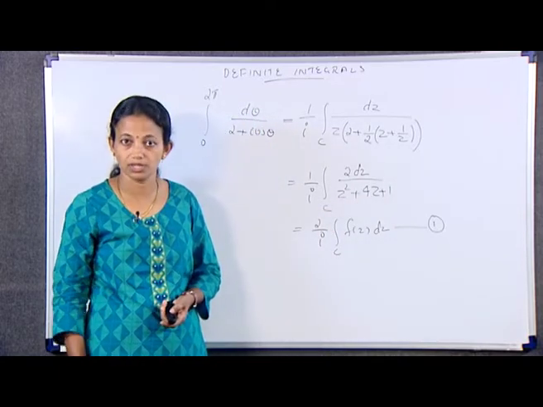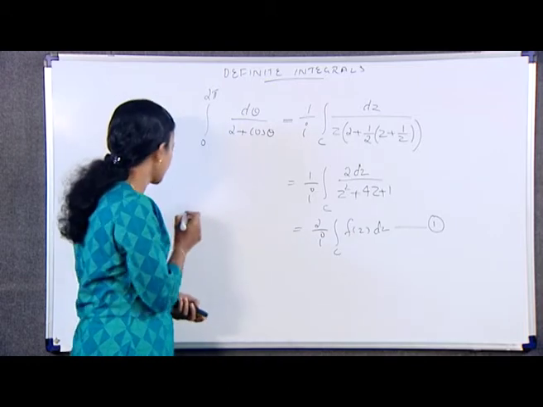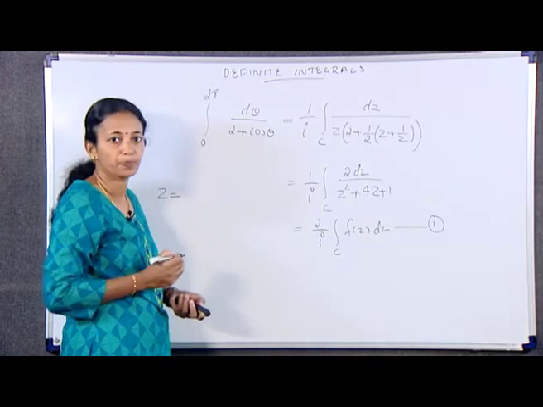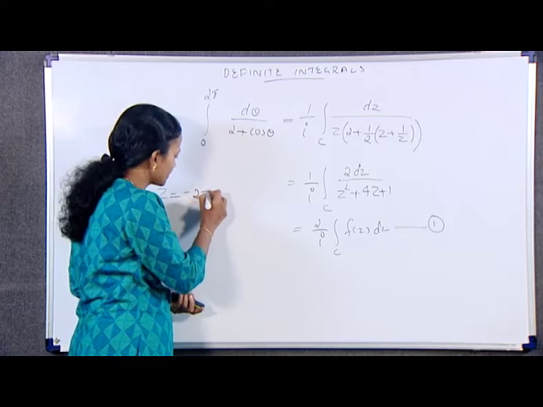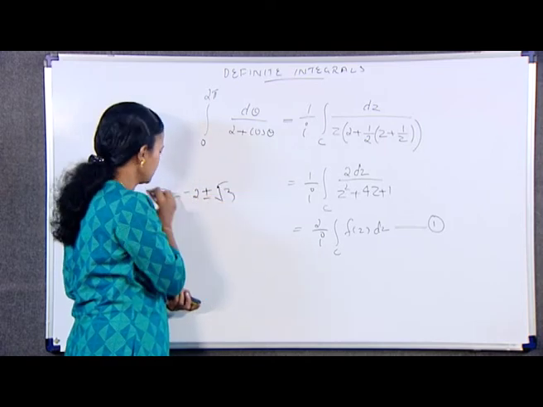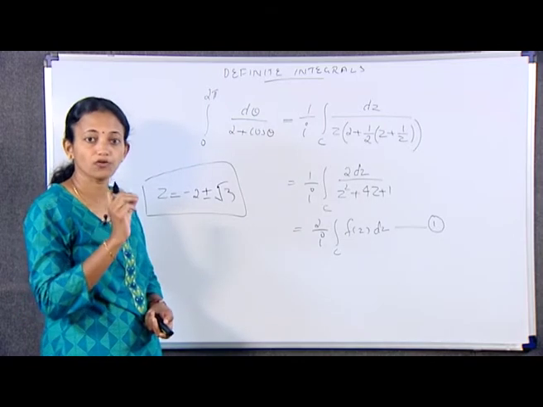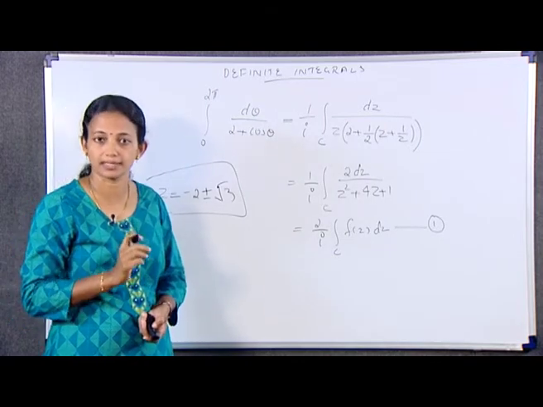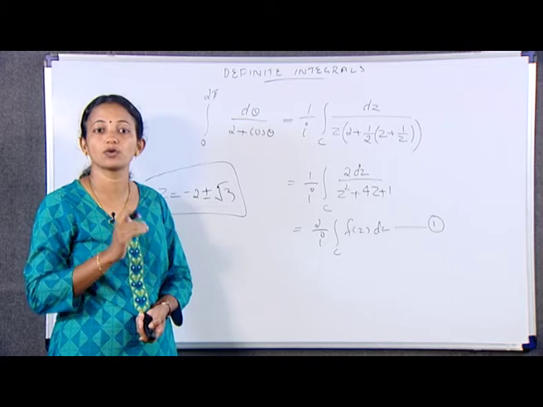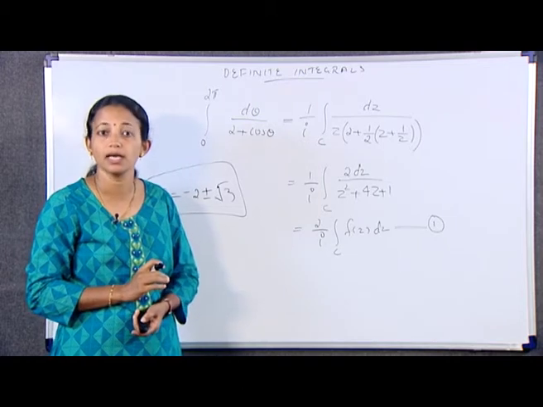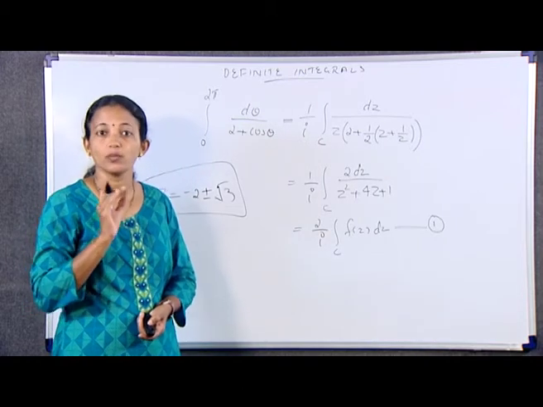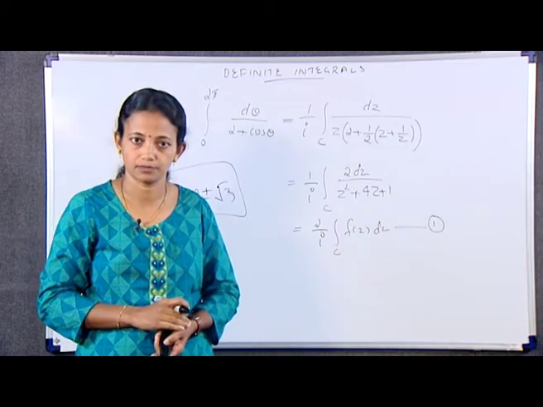Now, singularities of this f of z are given by solving z square plus 4z plus 1 is equal to 0, which is z is equal to minus 2 plus or minus root 3. As modulus of minus 2 plus root 3 is less than 1, the point z is equal to minus 2 plus root 3 is the only singularity which lies inside C.